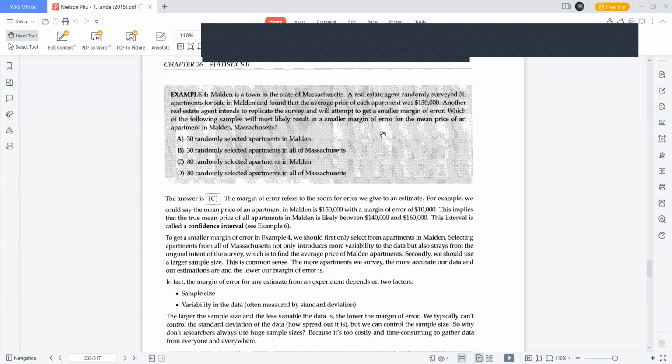The answer is C. The margin of error refers to the room for error we give to an estimate. For example, we could say that the mean price of an apartment in Malden is 150,000 with a margin of error of 10,000. This implies that the true mean price of all apartments in Malden is likely between 140,000 and 160,000. This interval is called a confidence interval. To get a smaller margin of error, in example 4, we should first only select from apartments in Malden. Selecting apartments from all of Massachusetts will not only introduce more variability to the data, but also strays from the original intent of the survey, which is to find the average price of Malden apartments.